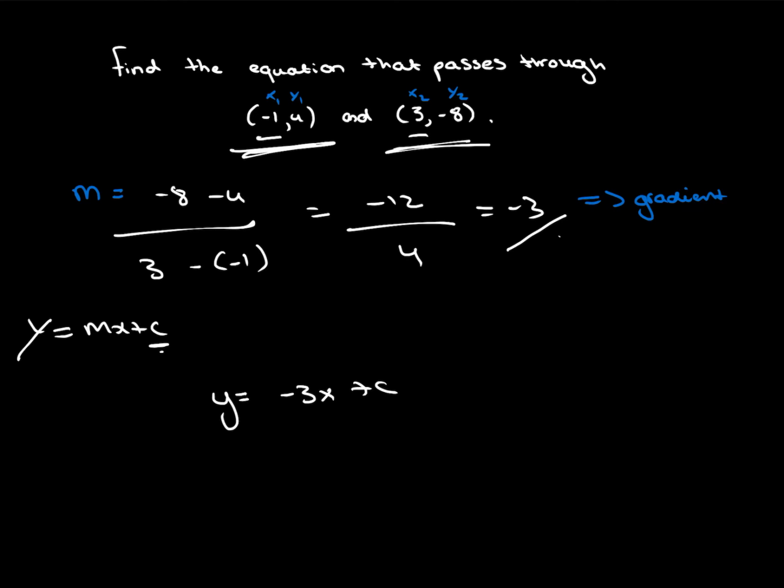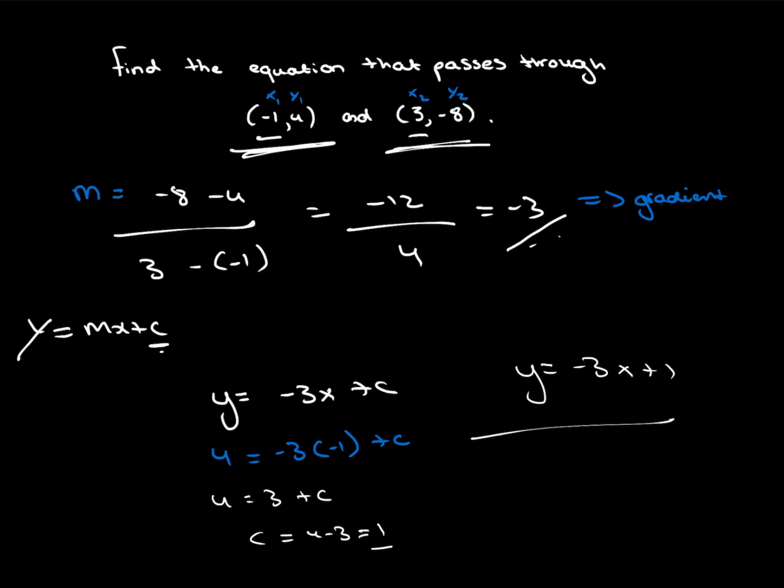So it would be 4 is equal to minus 3 times minus 1 plus c. Now we have to simplify it and find c. So 4 is equal to 3 plus c. Our c is going to equal 4 minus 3, which is equal to 1. So our c is equal to 1, and we've got our m. So we can put it in slope-intercept form: y is equal to minus 3x plus 1. And that is our equation.